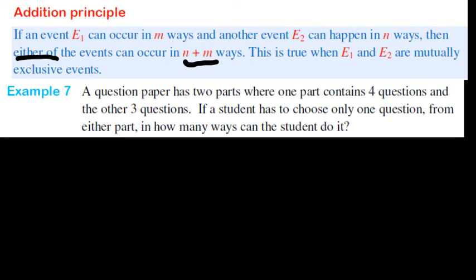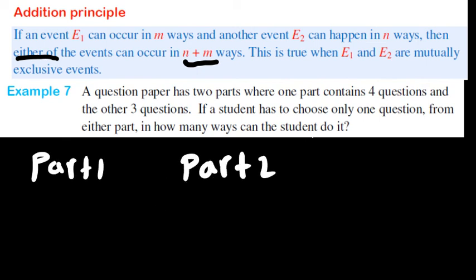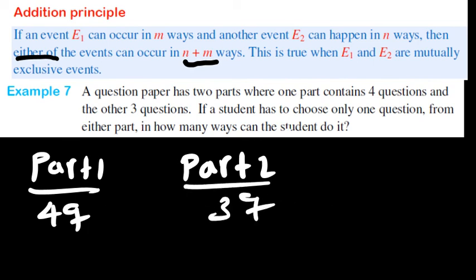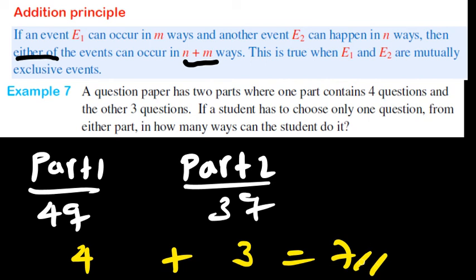For example, look here, the example is better. A question paper has two parts, part 1 and part 2. One part contains 4 questions, and the second one has 3 questions. If a student has to choose only one question from either part, in how many ways can he do it? If he chooses from the first one, he has 4 chances. If he chooses from the second one, he has 3 chances. Totally, how many chances does he have? 7 chances. So this is the addition principle.